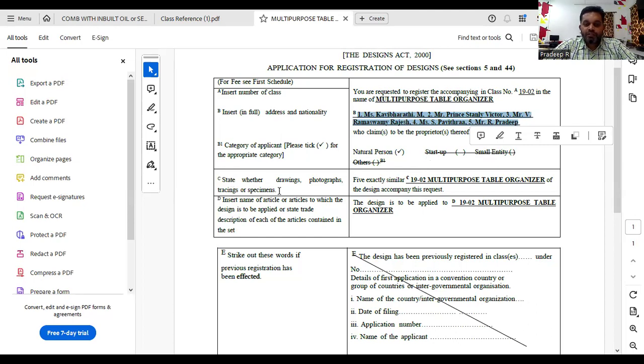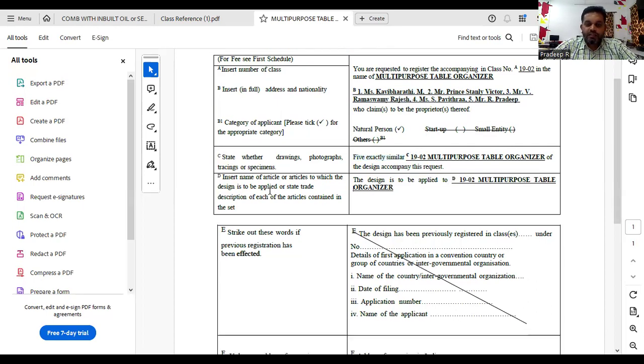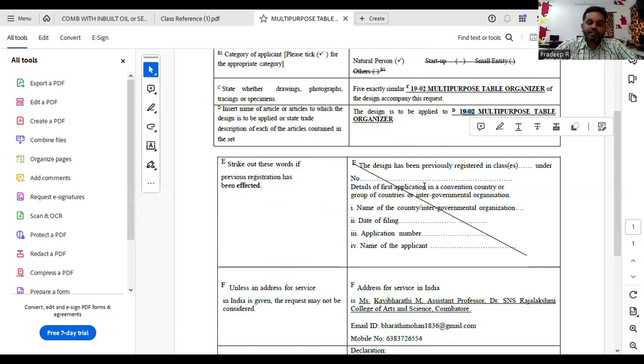State whether drawings or photographs are attached. Yes, we have to tell them how many drawings we are attaching. We have attached 5 exactly similar drawings under the class of 19-02, which is the name of the article. Then it will ask what the name of the article is, so again we have to mention the class along with the article name.